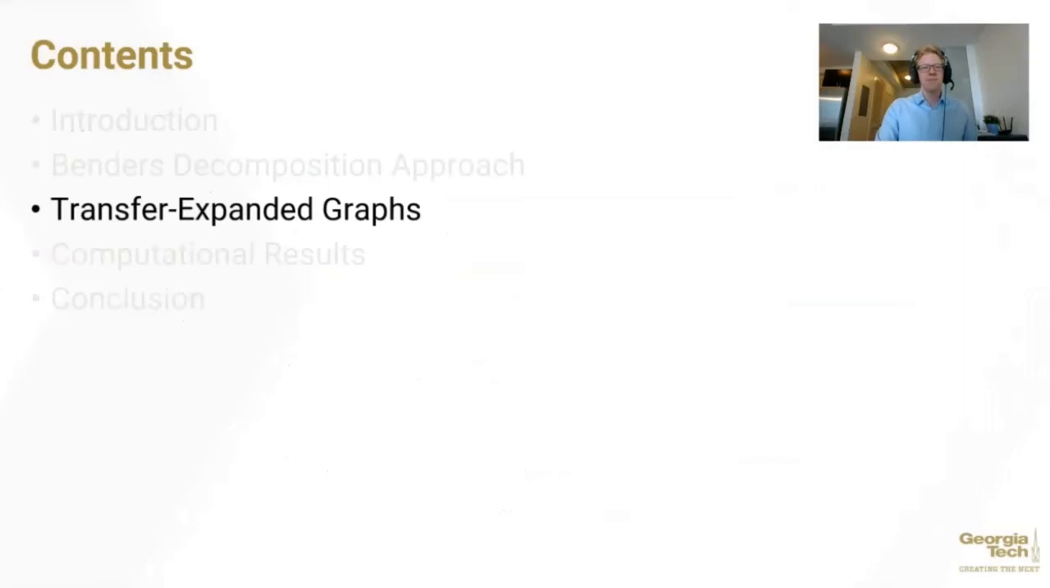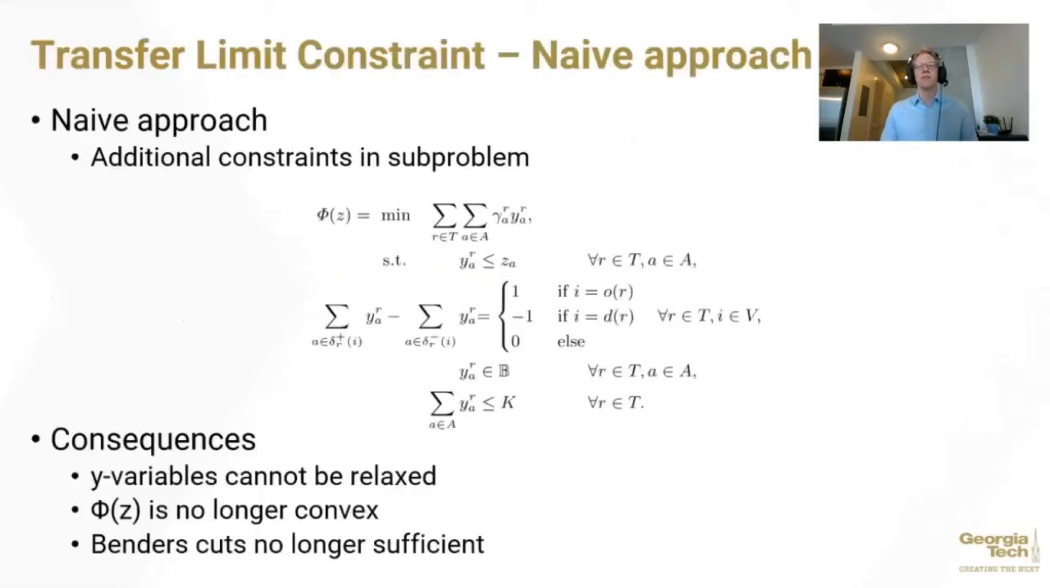Okay, let's go to transfer expanded graphs. So say you want to enforce this transfer limit constraint. Well, the naive approach, which was the first thing that we tried, is the following. You just add an additional constraint. This one. This constraint simply says that the total flow is at most k, which means that the total number of arcs you can use is at most k, or k minus 1 transfers, alternatively.